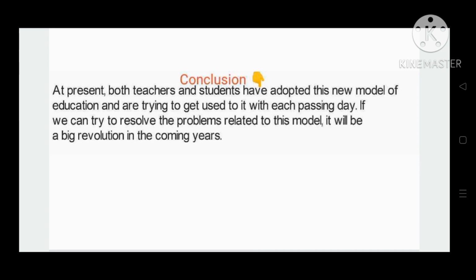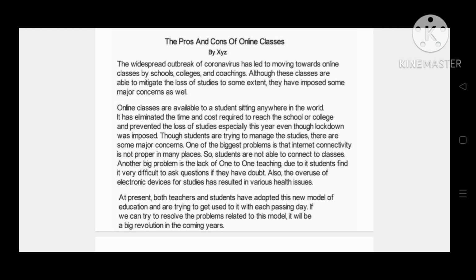Now let us discuss the conclusion, which gives the impression of what we have said and what we wanted to say. At present, both teachers and students have adopted this new model of education and are trying to get used to it with each passing day. If we can try to resolve the problems related to this model, it will be a big revolution in the coming years. This was all for the example. You can pause the video and take a screenshot to go through the example.